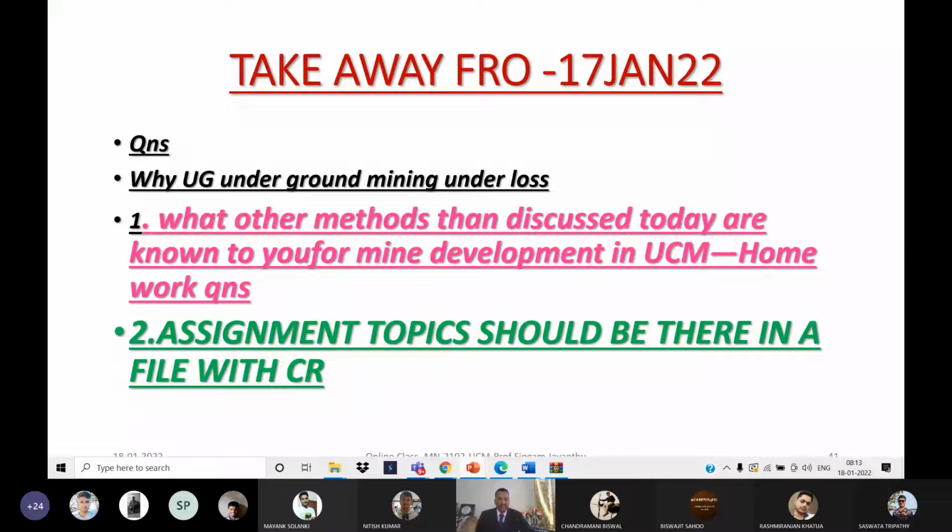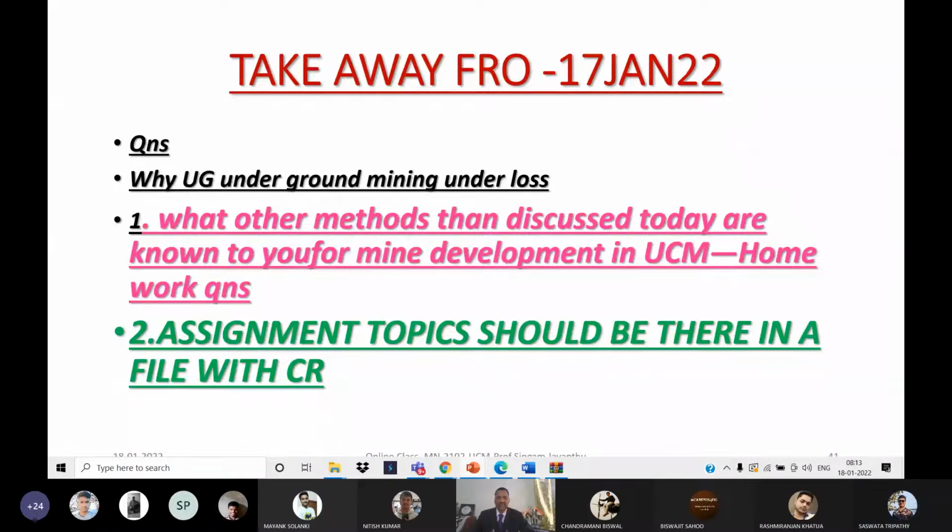Okay, without going further, now I appreciate both. Now we will discuss, of course, in detail later. Assignment topics should be there in a file with the CR. So CR, are you having a file with assignment topics? Yes, no? Who is CR number one? No, sir, I don't have. Like I have prepared the exercise. Who is the CR number one? Sir, Saswat Tripathi, sir.